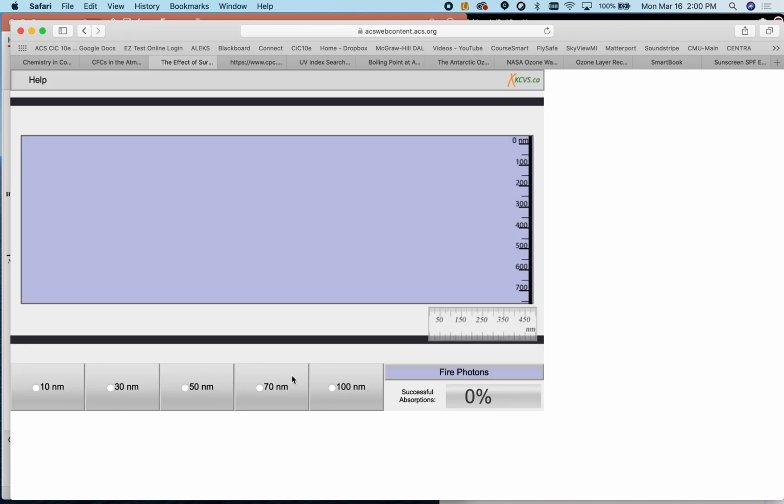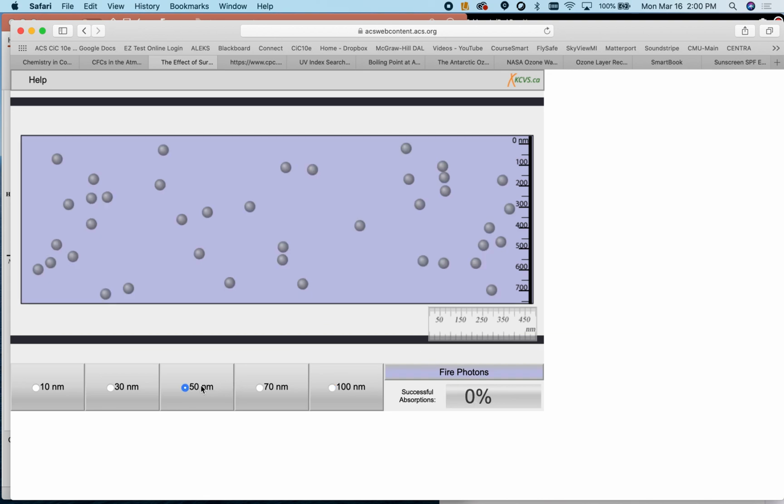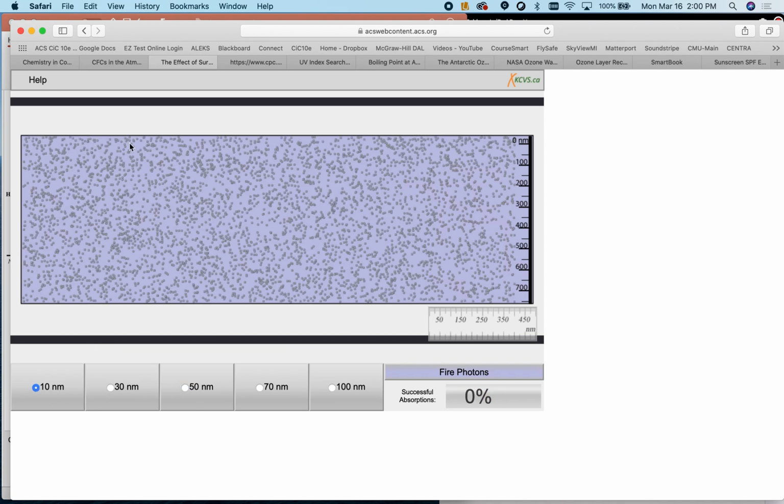So you have different sized nanoparticles, and if we have very large nanoparticles and then we fire photons of UV through, you can see that most of them got through. Like 13% were stopped. And as we work our way down, more of it will be stopped. As you get smaller and smaller, the surface area of your nanoparticles is greater. And so here you've stopped all the UV light with 10 nanometers.